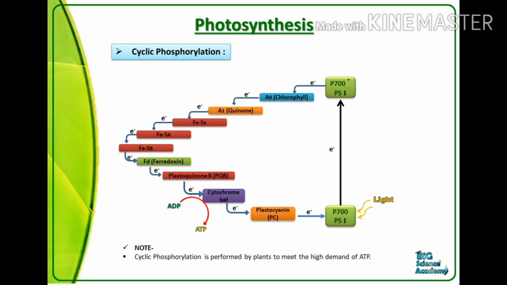ATP molecules are generated during this electron transfer process. So, the cyclic phosphorylation is performed by plants to meet the high demand of ATP, which cannot be met by the non-cyclic photophosphorylation. So, to meet the high demand of ATP, plants often perform the cyclic photophosphorylation to generate ATP from the cytochrome B6F complex.